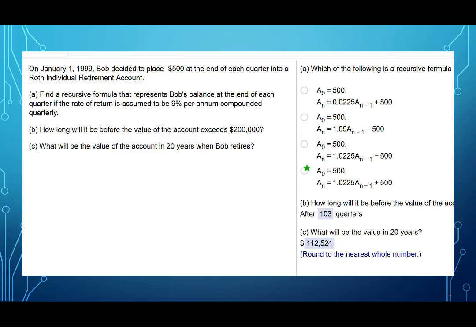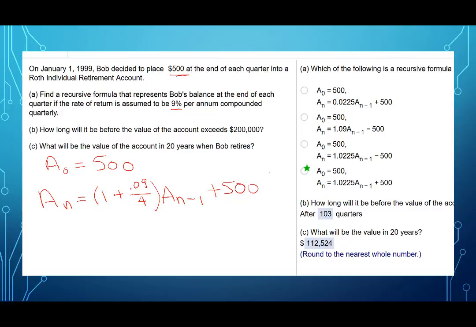So here's one of your MyMathLab problems that you had. Bob is putting $500 into a Roth IRA, and we need to find a recursive formula that represents his balance at the end of each quarter, if the rate of return is 9% per year. So in this case, we're going to have A0 equal to $500, and the formula AN is going to equal 1 plus 0.09, it is quarterly compounding, so that's over 4, times the previous balance plus 500.